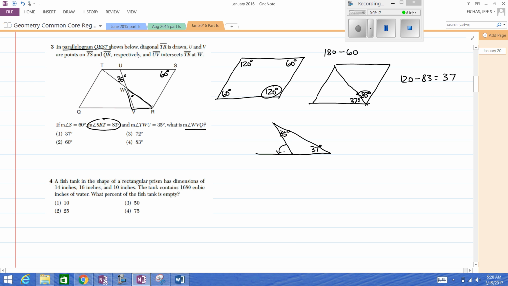It's an exterior angle. We technically should be using the exterior angles theorem, which is simply the two remote interiors added together will equal the exterior. Of course, there's other ways to do this. So this angle is going to be 72 degrees, and that's what we're looking at, choice 3.